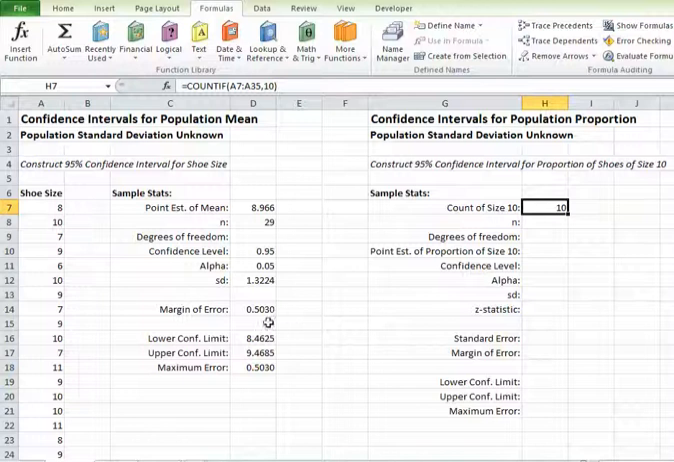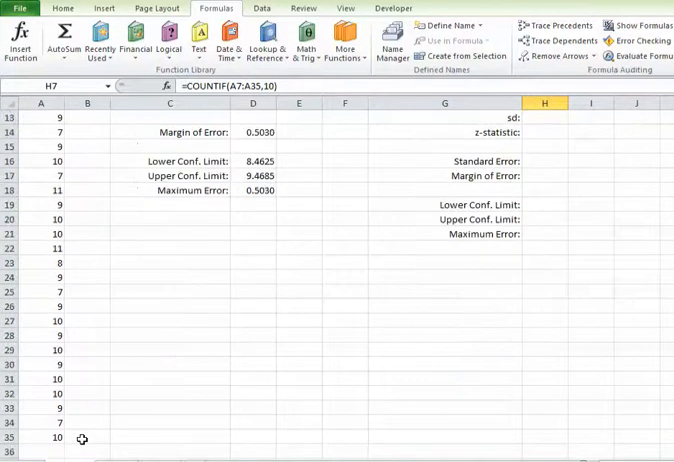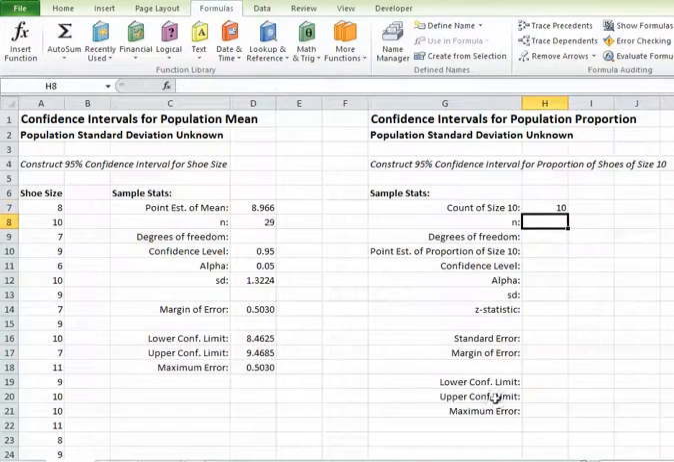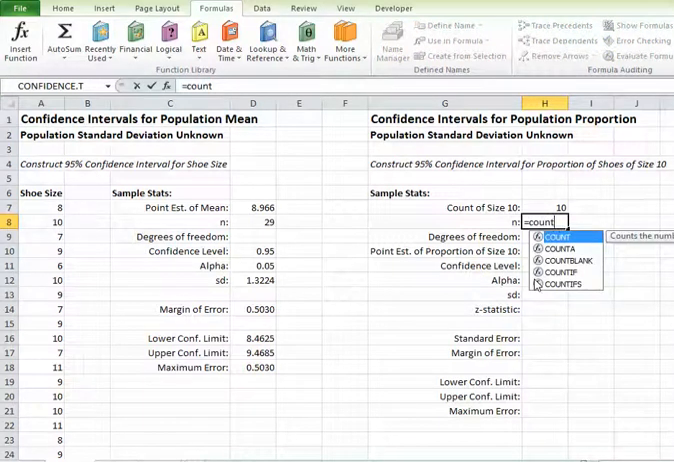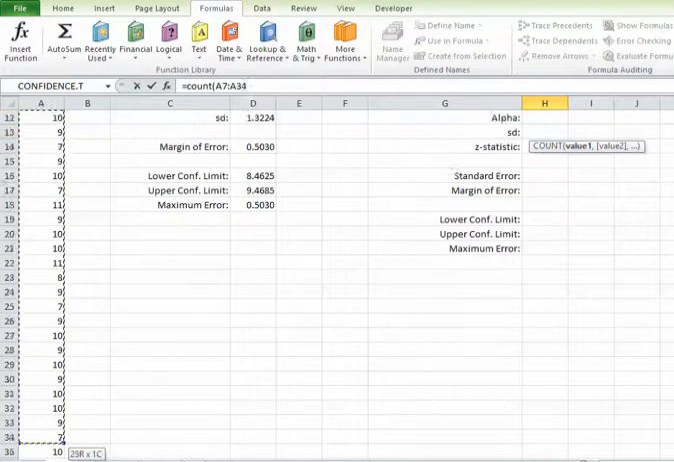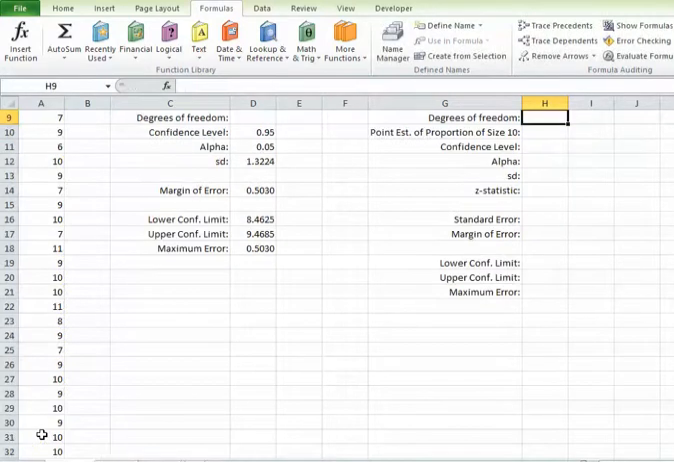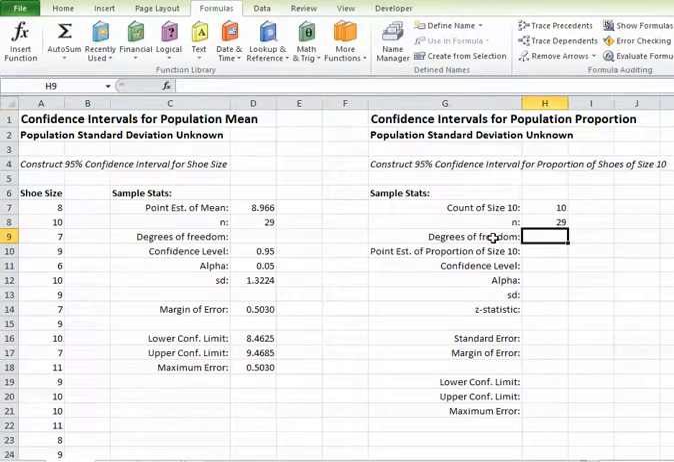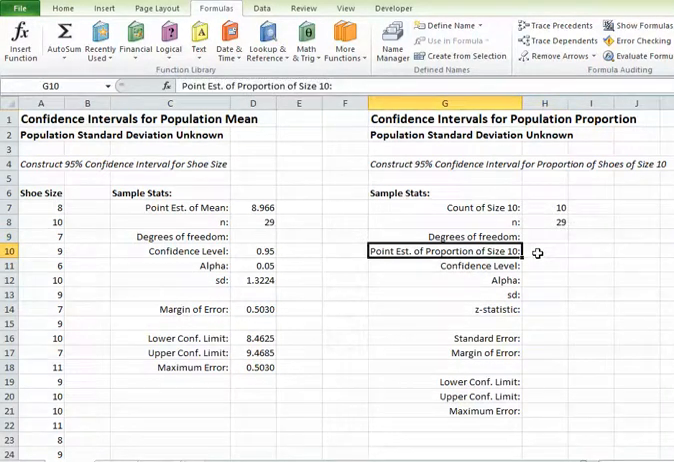And there happens to be 10 of them. Is that right? 1, 2, 3, 4, 5, 6, 7, 8, 9, 10. Yeah, looks right. Okay. How many values in all? Well, we could just copy the 29 over there, but I'll use the count function. Count up these values. Yep, we still have 29 degrees of freedom. We're not going to worry about that yet. Next week we will.